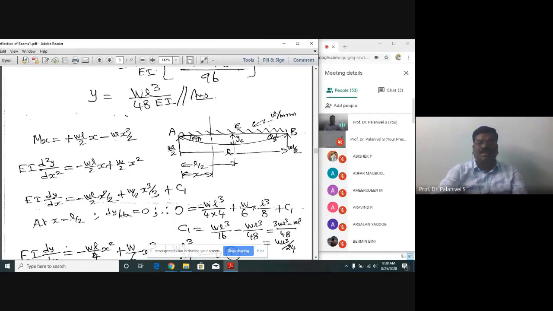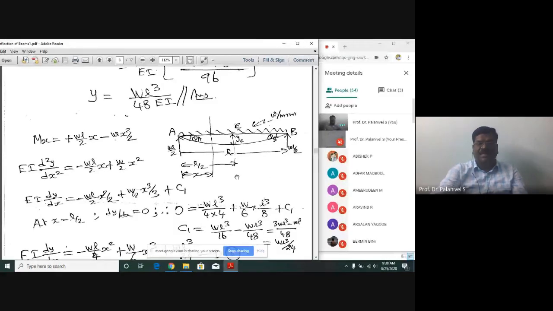So the slope at A is theta A, the slope at B is theta B. They are equal due to symmetry. And the deflection is obviously maximum at the center because it is a simply supported beam, symmetrically loaded. Say that the maximum deflection is y sub C here.